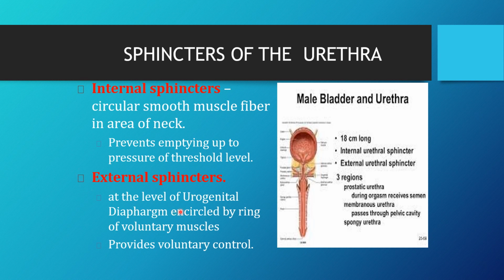The external sphincter is at the level of the urogenital diaphragm, encircled by a ring of voluntary muscle. It provides voluntary control. So even though the micturition reflex has started and the urgency for urination is present, the external sphincter has the capacity to hold urine. That is called voluntary control, and it is controlled by the higher center.